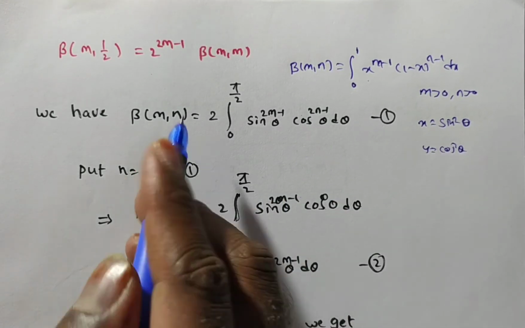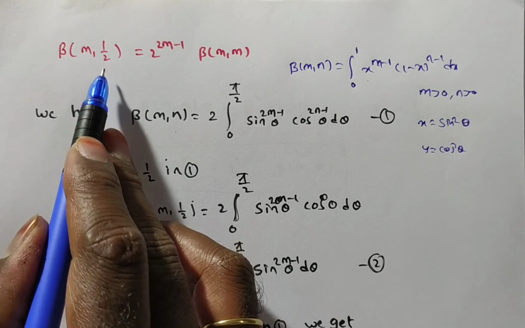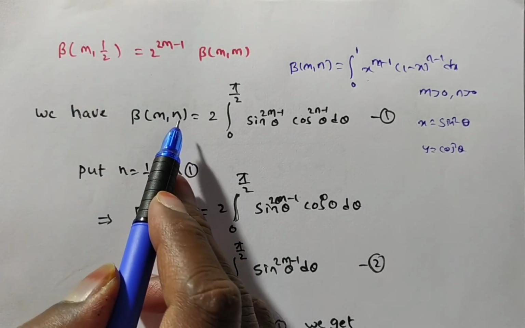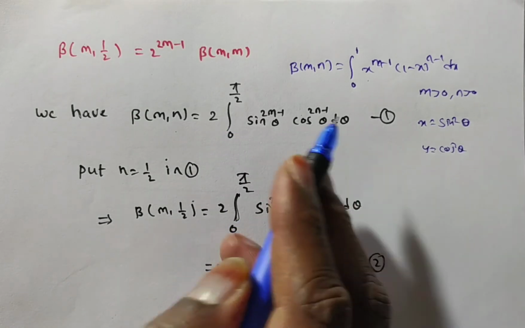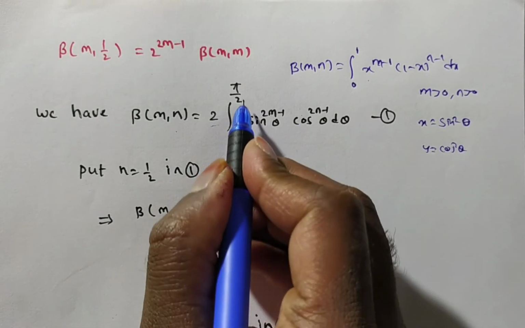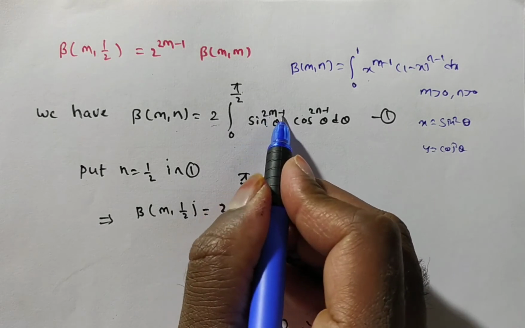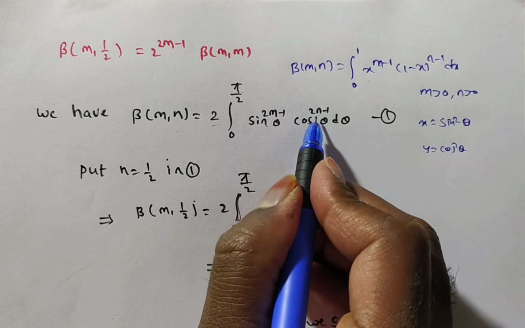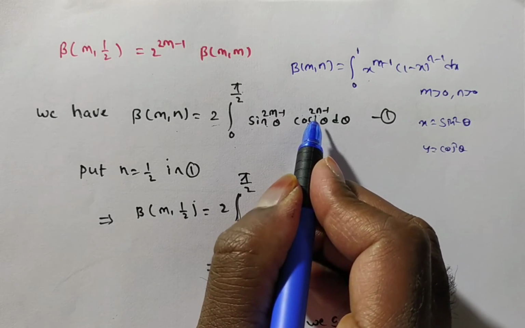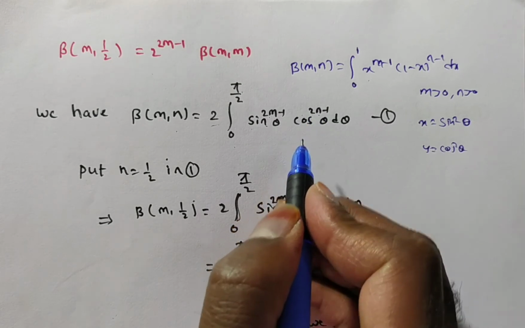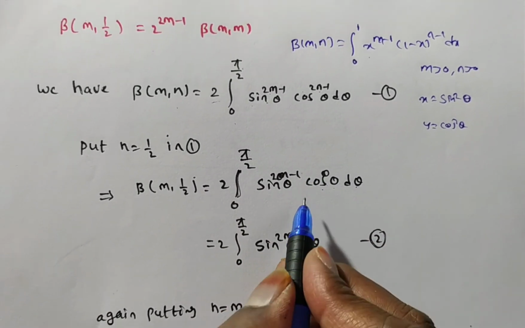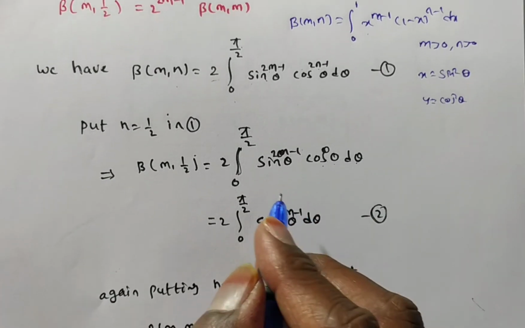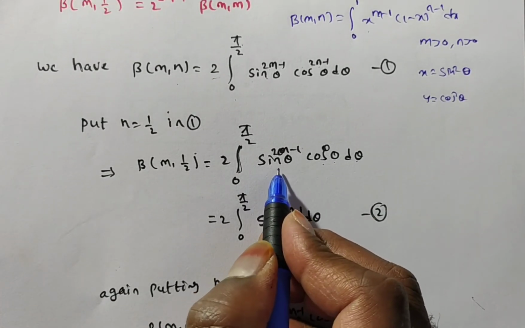Now what we require is beta of m comma 1 by 2. So in place of n, what do we have? 1 by 2. So put n is equal to 1 by 2 in this case. Then you will have 2 times the integral 0 to pi by 2 sine to the power of 2m minus 1 theta, which is common. But here you put n is equal to 1 by 2, so 2 times 1 by 2 is nothing but 1, and 1 minus 1 is 0. Now cos to the power of 0 theta d theta. What is cos power 0? Anything non-zero to the power 0 is 1. Yes.